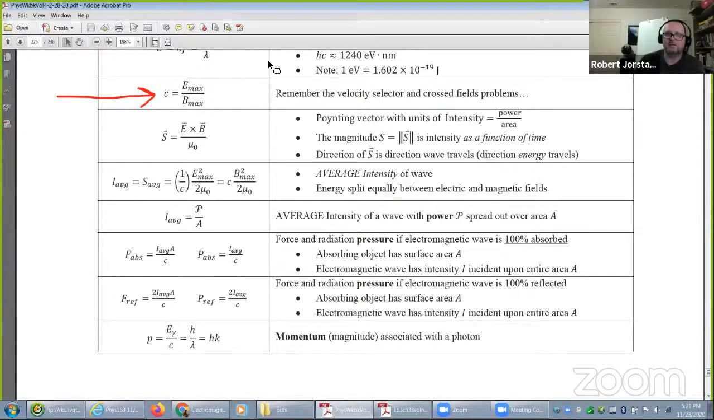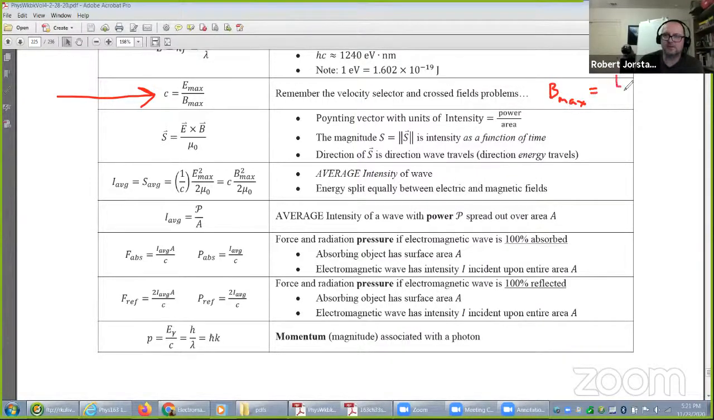Now, something I want to point out here. This is a little bit weird. I just want to point out that Bmax equals Emax over c if I rearrange these, right? And c is something like 3 times 10 to the 8th meters per second. It's a very big number.